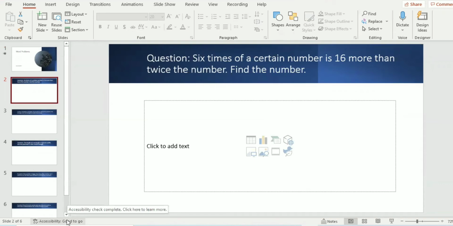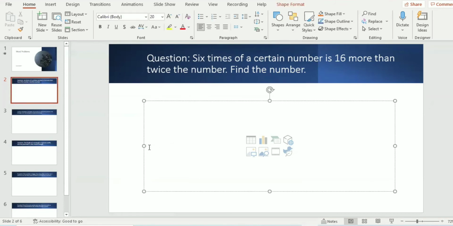So we don't know which number we are talking about, so we just assume that number is x. The beginning of the statement says 6 times a certain number. If that certain number is x, then 6 times x means 6 multiplying with x. So 6 times a certain number is 16 more, which means it is equivalent to 16, and more means adding 16 more than twice the number.